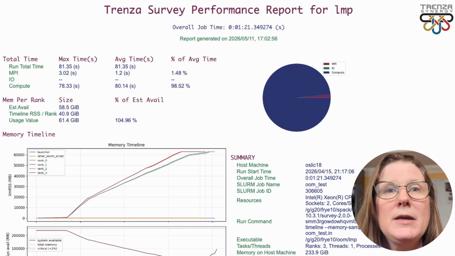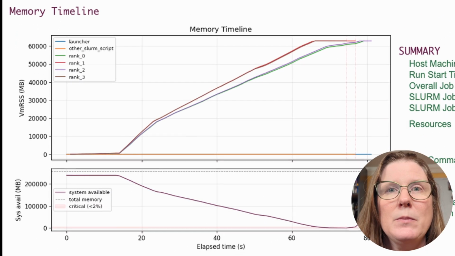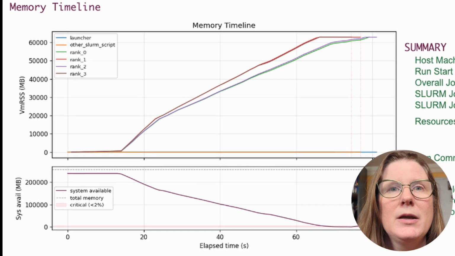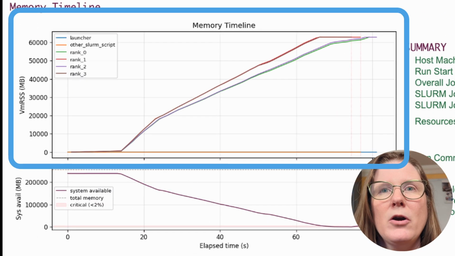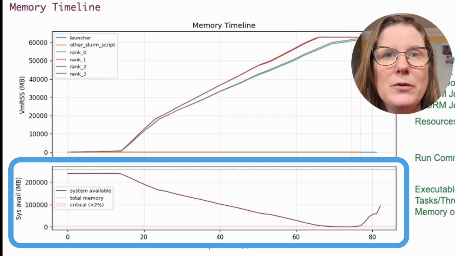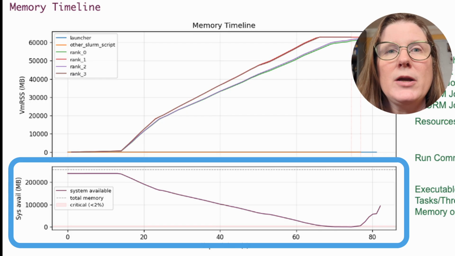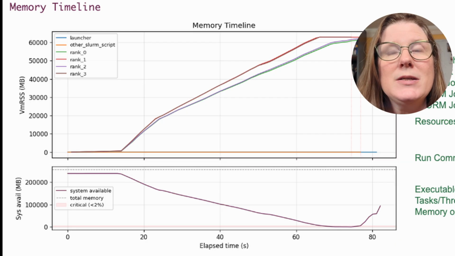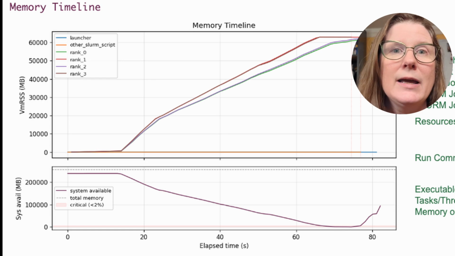Survey also outputs an HTML and a PDF report. These more visual reports include a graph of the memory over time when the memory timeline is enabled. The top plot shows the MRSS for each rank. You can watch memory climb as the simulation progresses. The bottom plot shows the system available memory dropping towards 0. When you see available memory approaching the critical threshold, you know you're in danger. In this example, you can see exactly when memory pressure became critical and when ranks started dying.